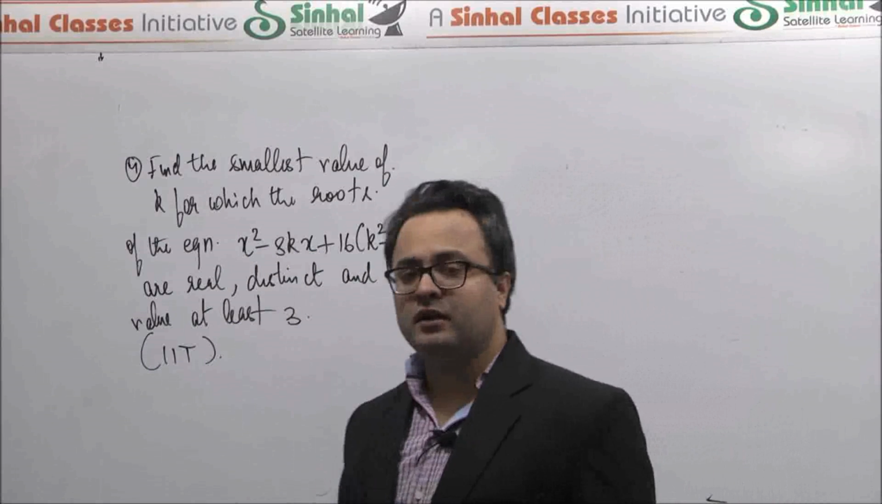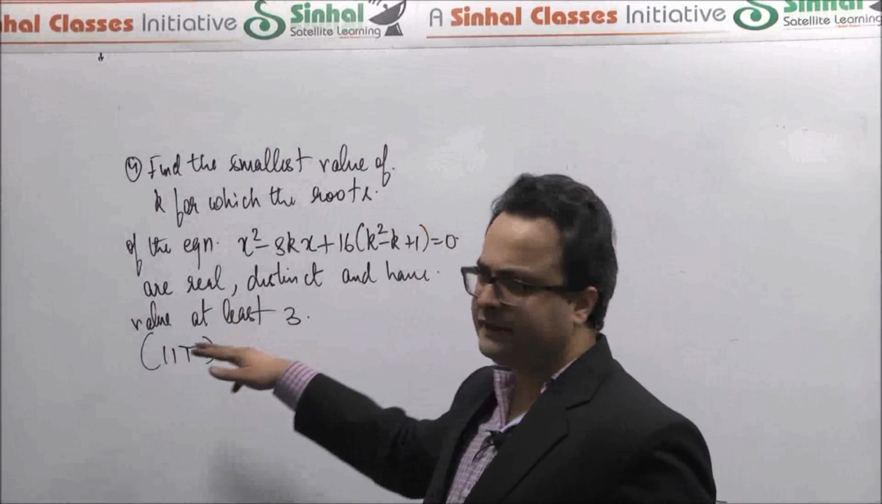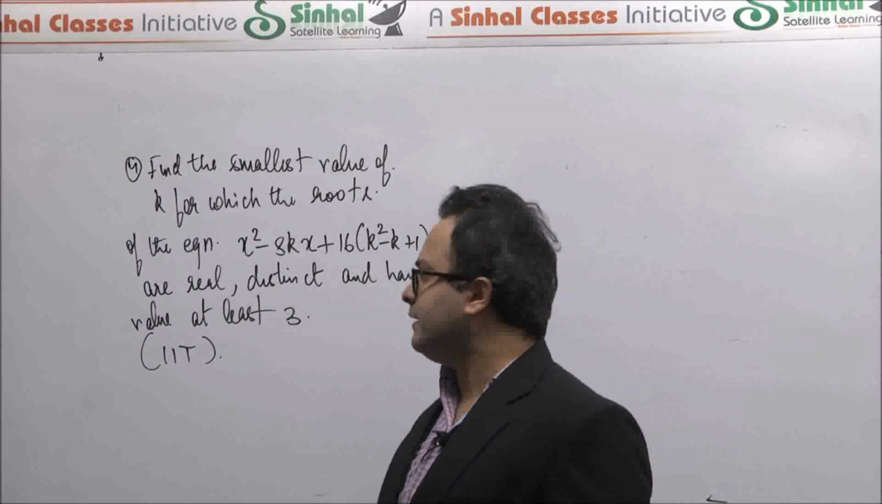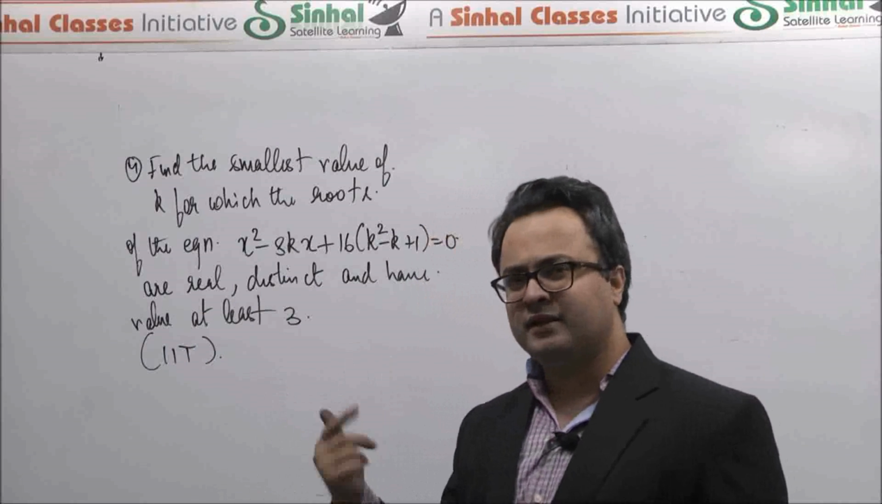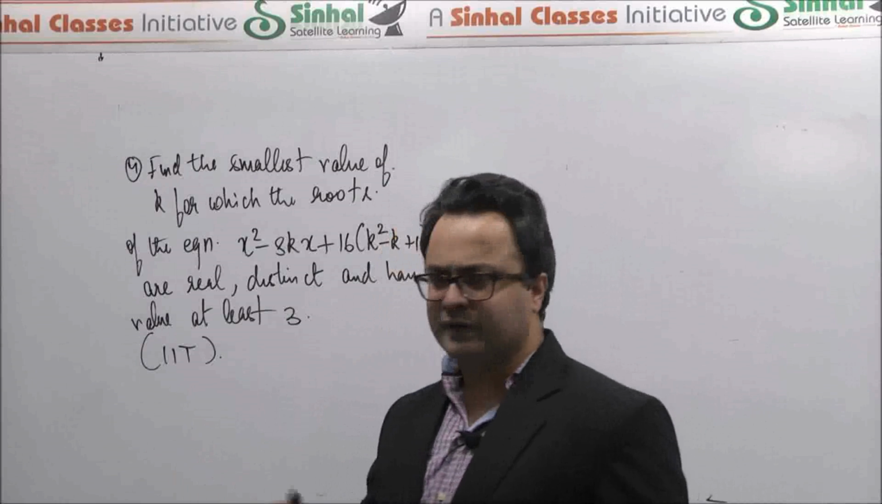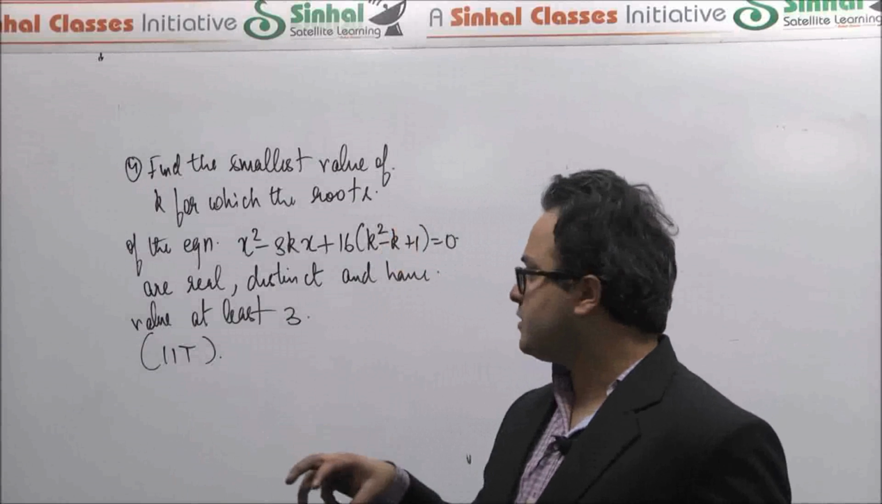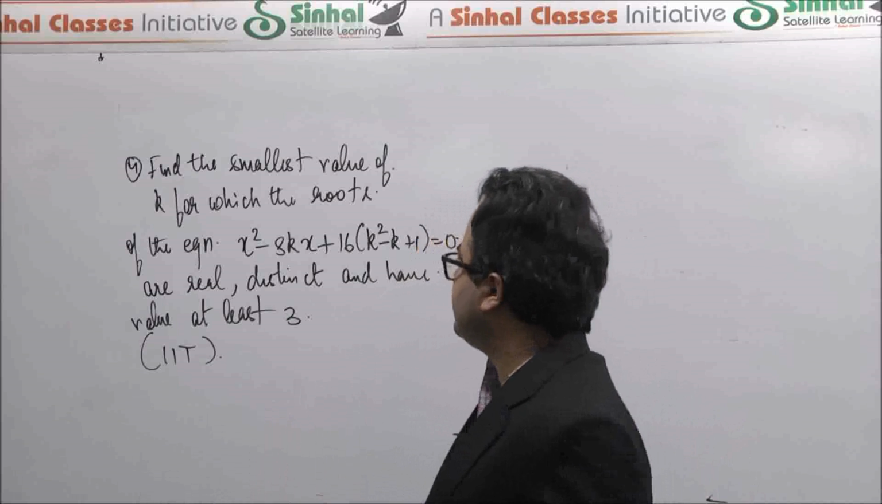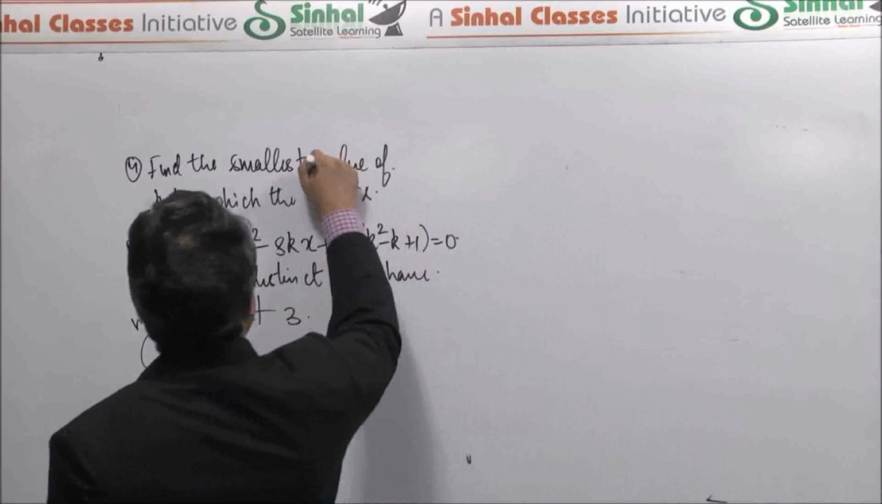Second, since both the roots are greater than 3, f of 3 must be positive, it's a parabola opening up. And third condition would be that since both the roots are greater than 3, the minus b by 2a value should also be greater than 3. Again, solve them simultaneously, you will get your set of values of k. And from that you can figure out the smallest integer value.